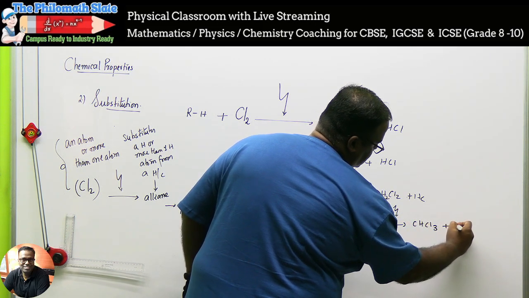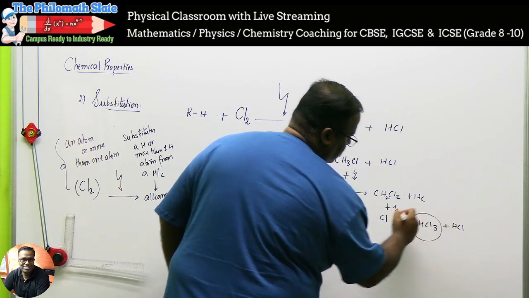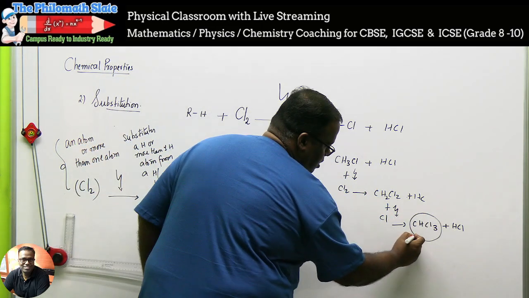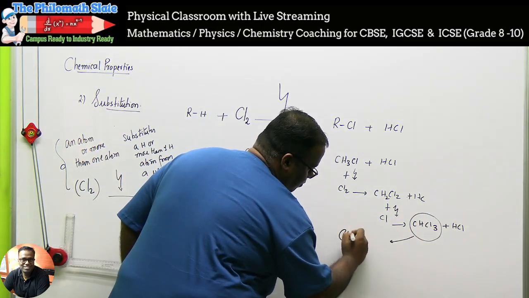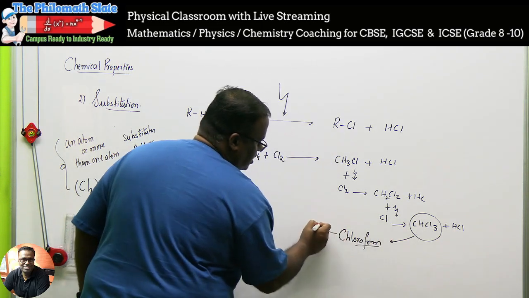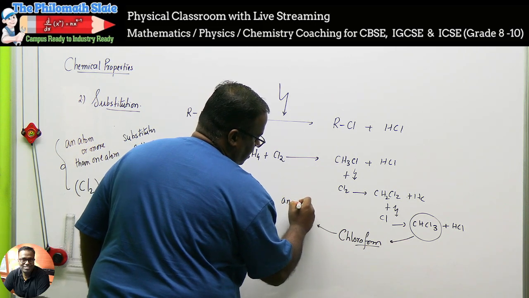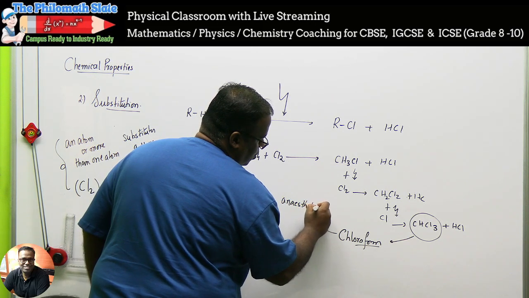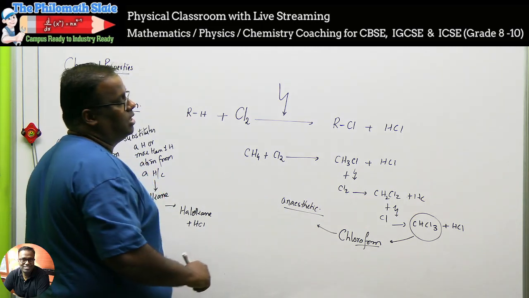It will form CHCl3 plus HCl. In your syllabus, this compound is of importance because this is known as chloroform. Chloroform is used as an anesthetic. बेहोश करने के काम में आता है. It is used as an anesthetic.